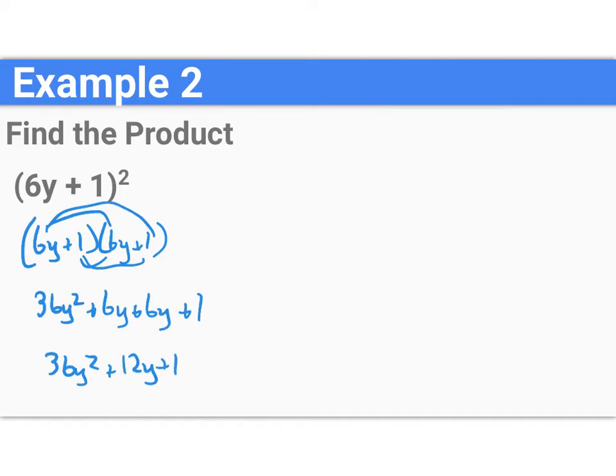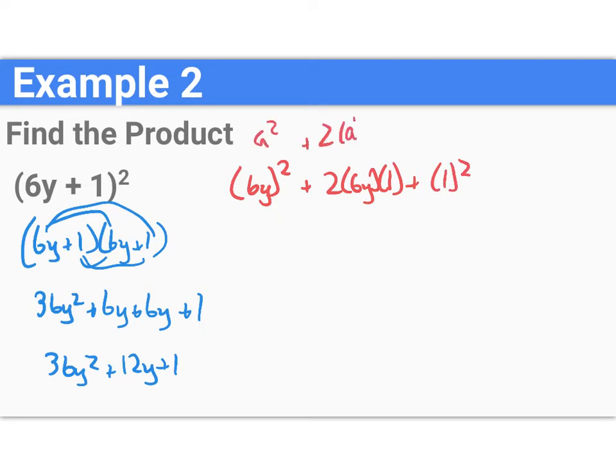So now let's use the formula. 6y, a squared plus 2ab plus b squared. So that's a squared, which is just 6y squared, plus 2ab plus b squared. And so 6 times 6 is 36y squared plus 12y plus 1. And then you can see that's what we have.